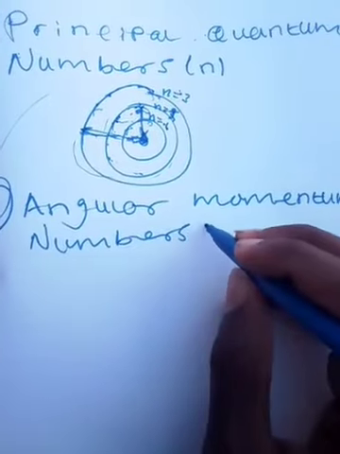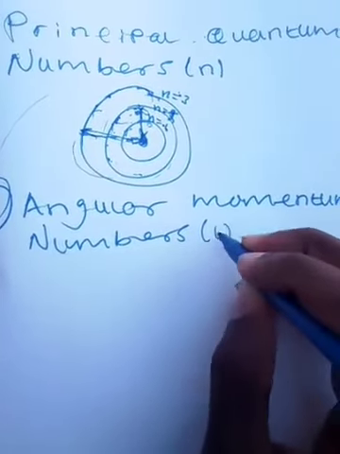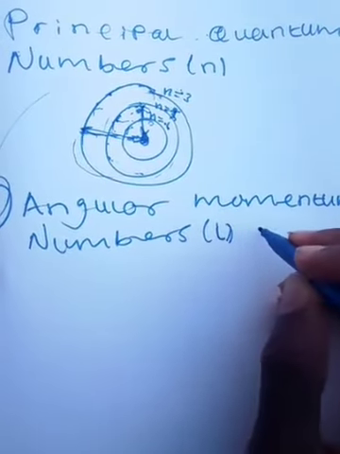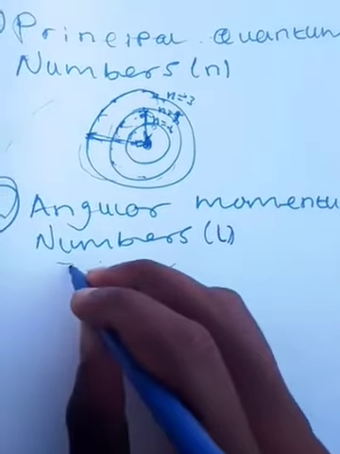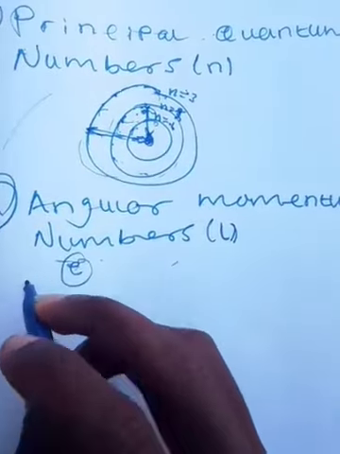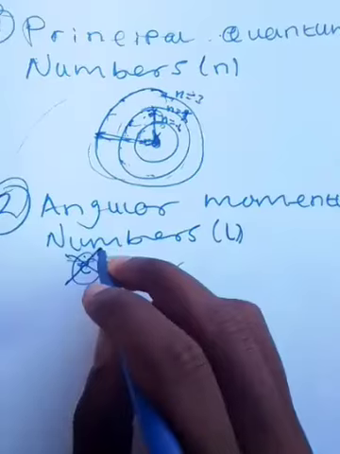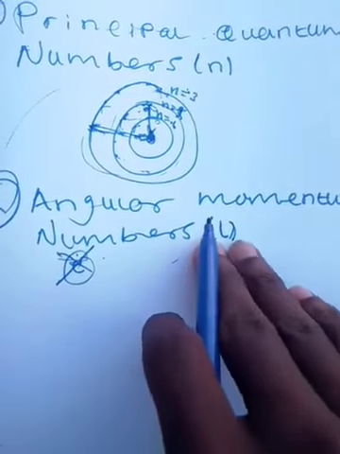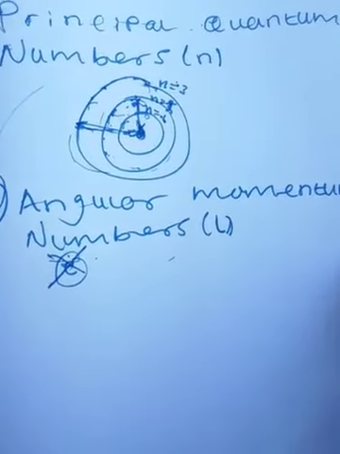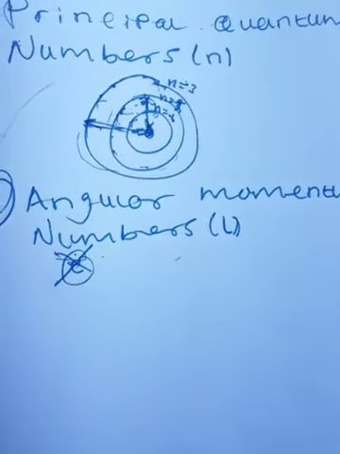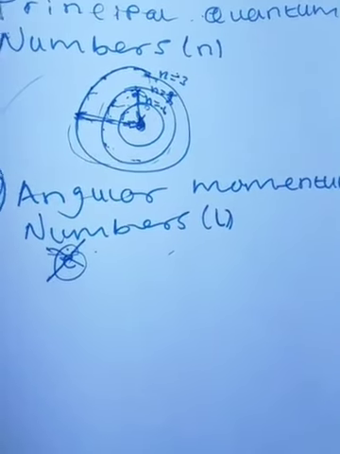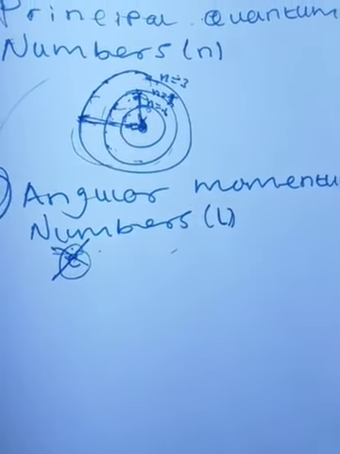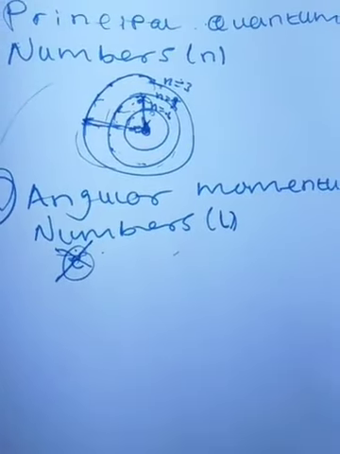The angular numbers are represented by L. In some books, they are denoted by the letter E. I won't be using this because they are often represented by L. So just write the letter L. In some books, they use E. Okay?